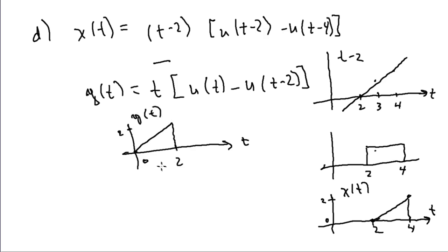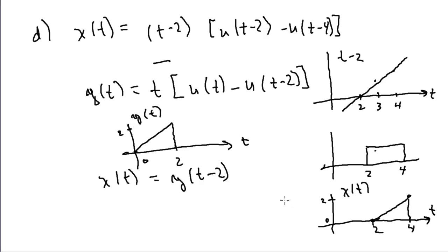And now I can see x of t is equal to y of t minus 2. If I substitute t minus 2 in for t everywhere, u of t minus 2 becomes u of t minus 2 minus 2, which is t minus 4. So I can see that x of t, my original function that I want to graph, is equal to y of t minus 2, which is just y of t shifted to the right by 2 seconds. So if I slide this to the right by 2 seconds, I get this graph.